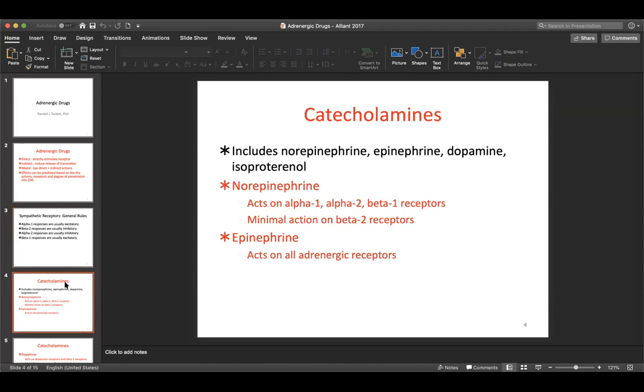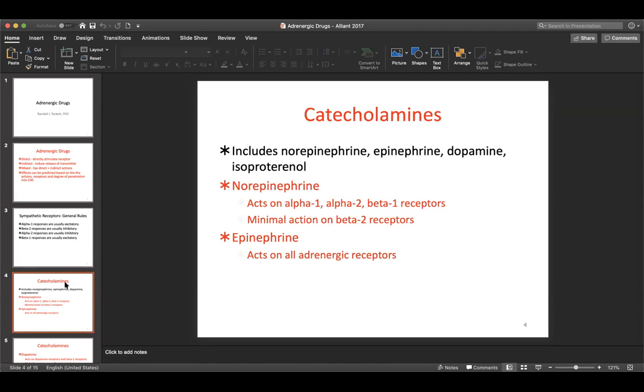So we're going to start off with the catecholamines. The catecholamines are referred to this because of their structure, they have this catechol ring, okay? Of the catecholamines, we have norepinephrine, epinephrine, dopamine, and isoproterenol. So basically 4 of these drugs, okay?